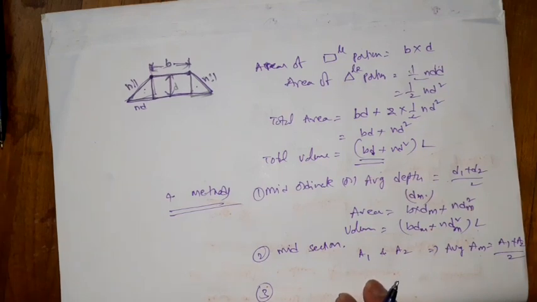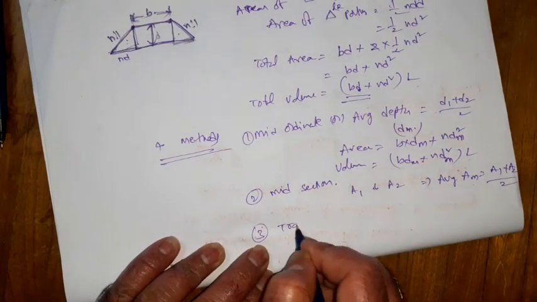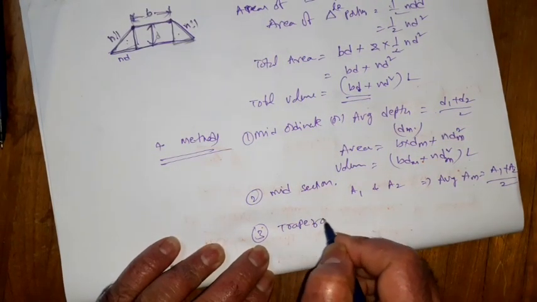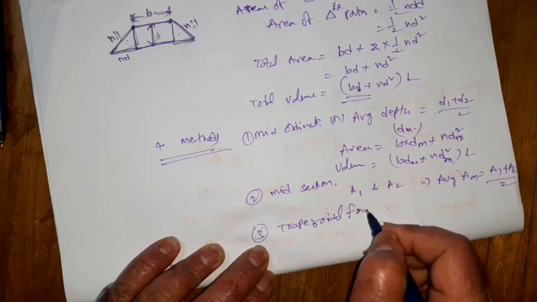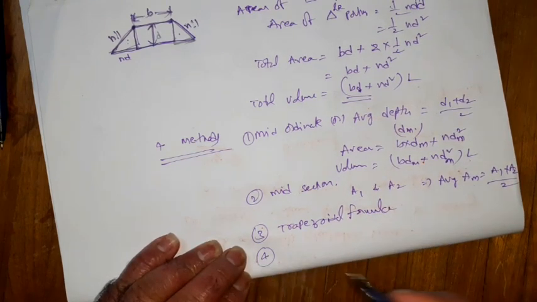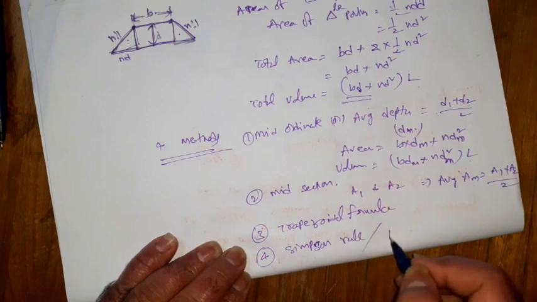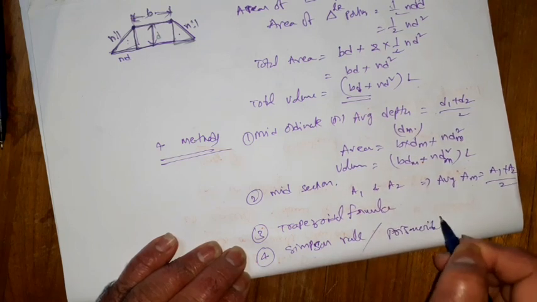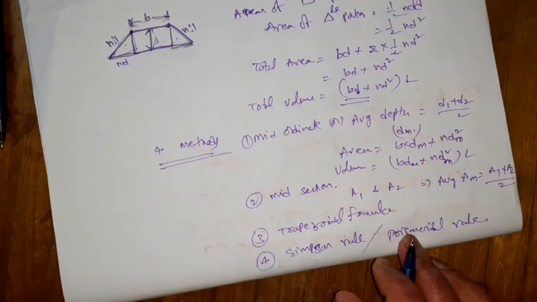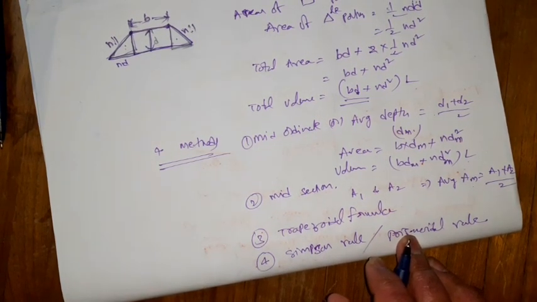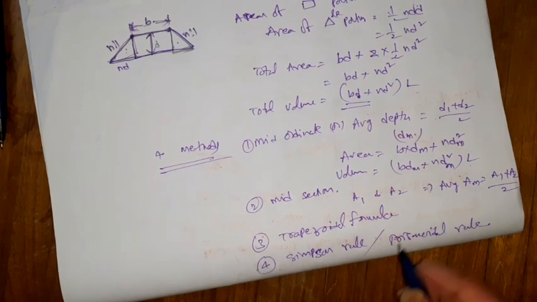Next, the third one, a popular rule, that is the trapezoidal formula. And the fourth one, which is also popular, is Simpson's rule, also called the prismoidal formula or prismoidal rule. By using Simpson's rule and the prismoidal rule, we can find the volume. So, the trapezoidal rule.